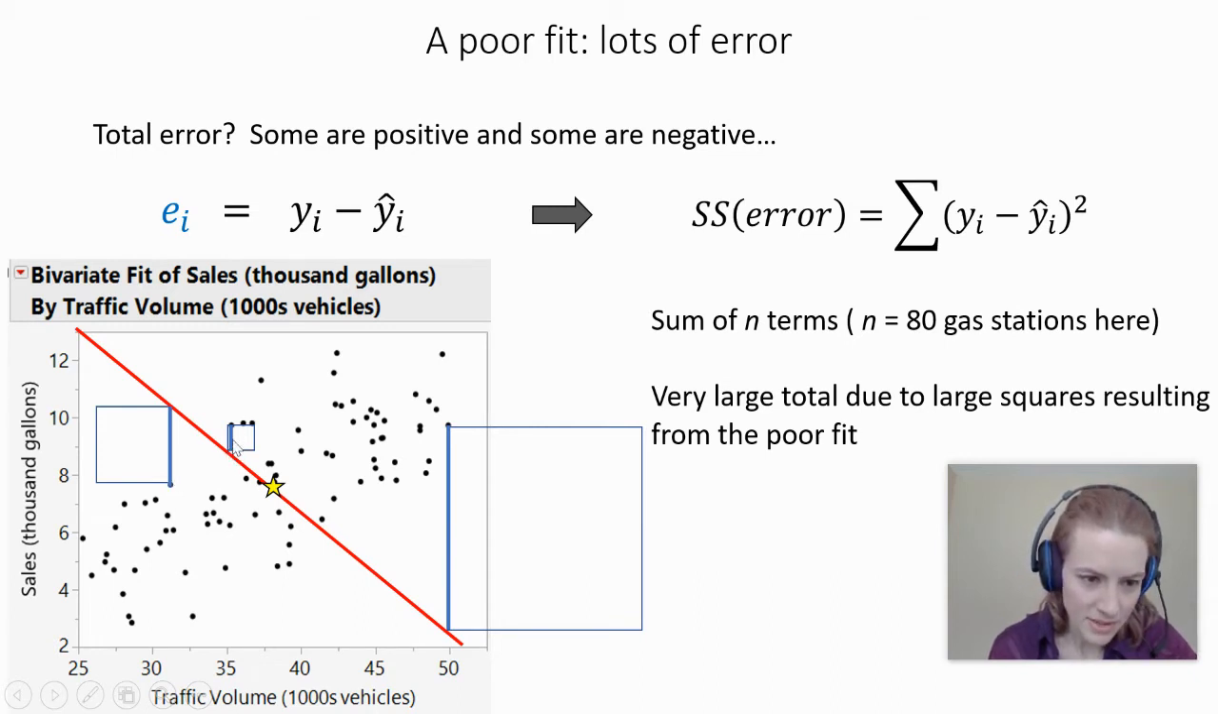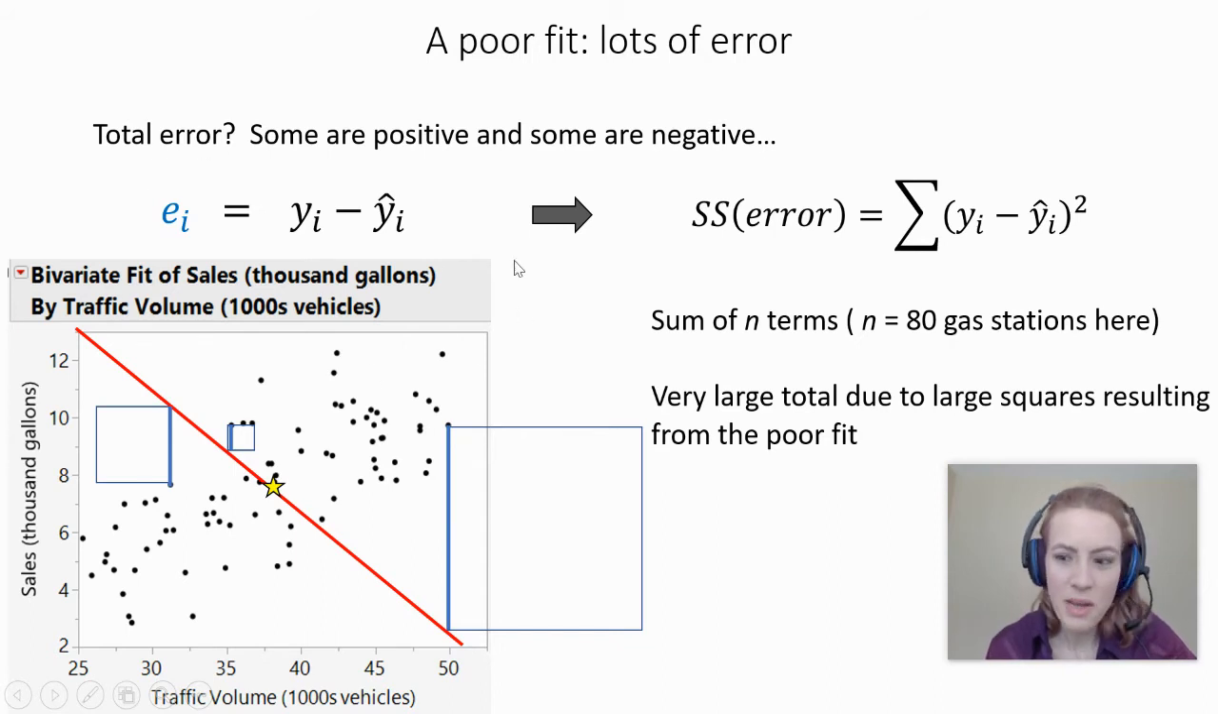Now this particular gas station over here was only a little off the line, and it was a little above what was predicted. So that would be a positive error there. And then this huge error down here is that, well, this line is really a bad fit. So the actual sales were way above what this line would predict at about x equals 50.